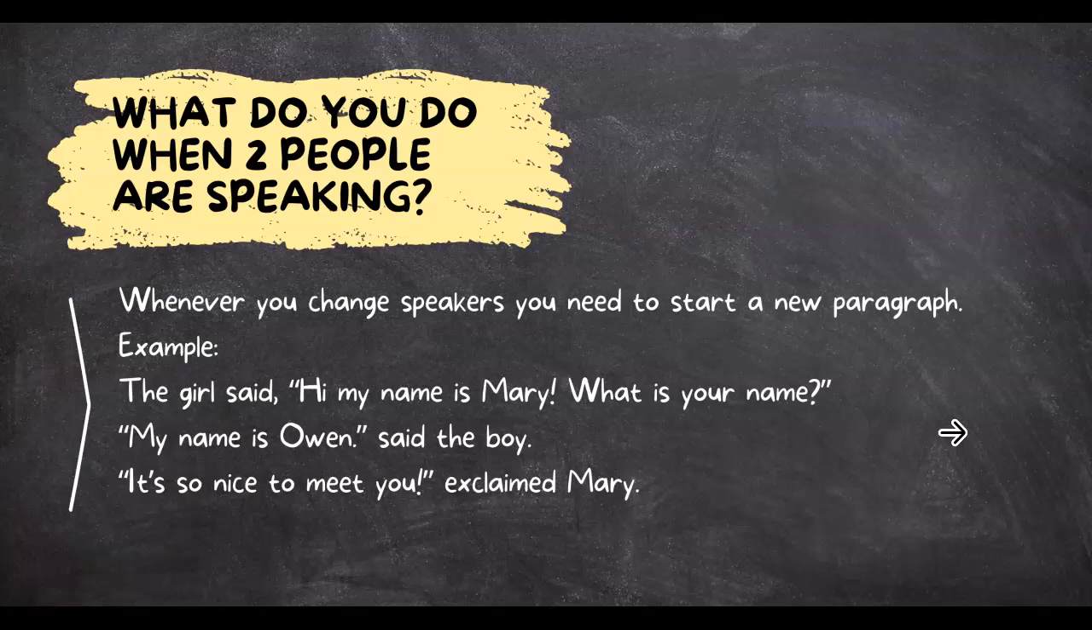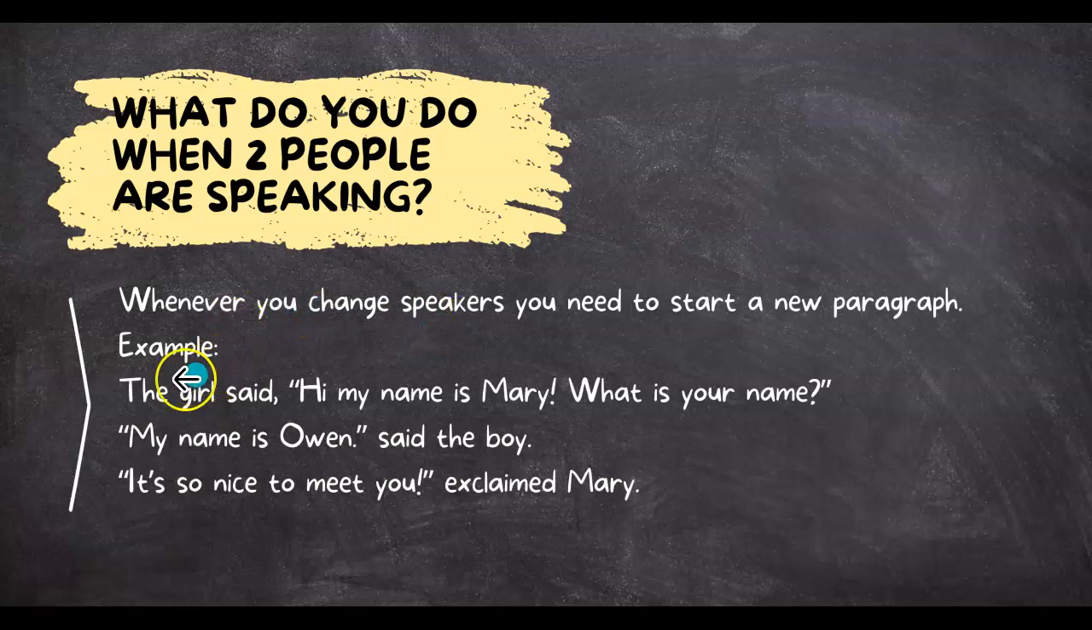Next, what do you do when two people are speaking? How do you decipher when two people are speaking? How do you know who is speaking and saying what? Because in pretty much every text, there is conversation between two people and between two characters. So whenever you change speakers, you need to start a new paragraph.